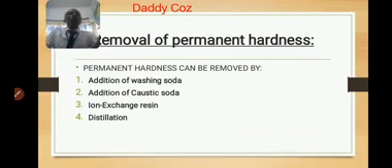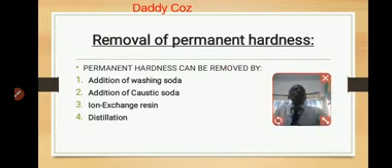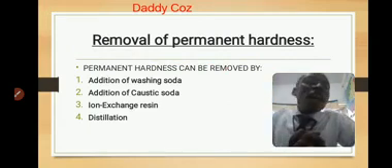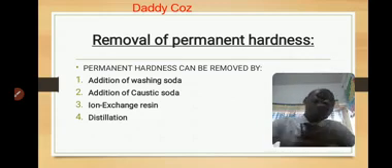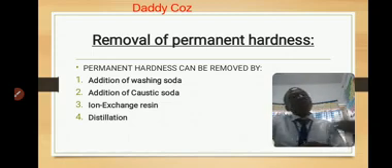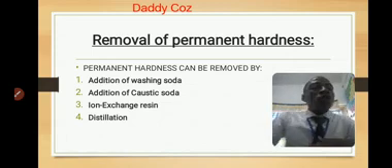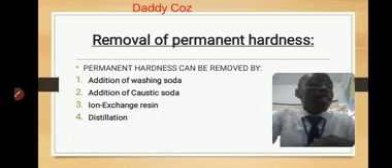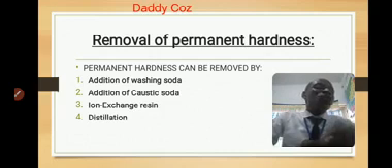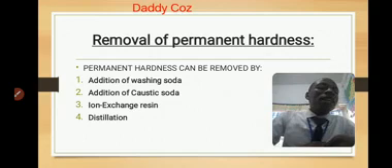What are the methods for removal of permanent hardness? Number 1, we can use washing soda. When you use soap to wash in hard water, the scum that is formed is actually a way of removing hardness from the water. That's why your soap will be wasted, because it is being used to remove the hardness, and until the hardness gets removed, you cannot start real washing. So addition of washing soda removes permanent hardness.